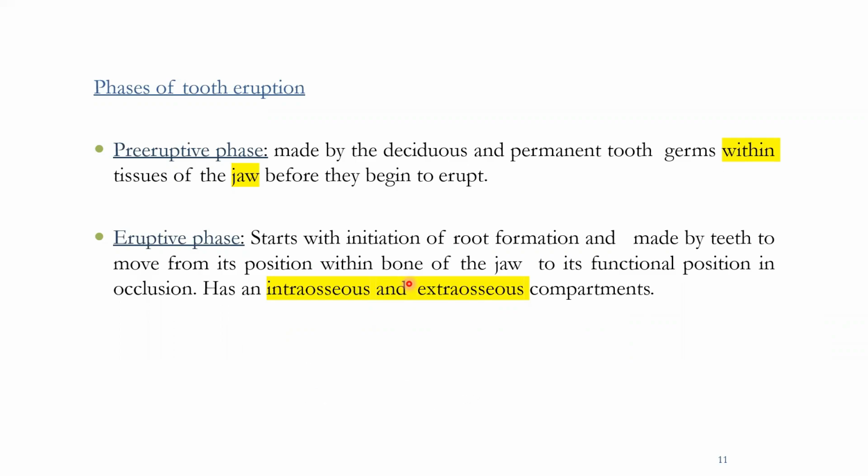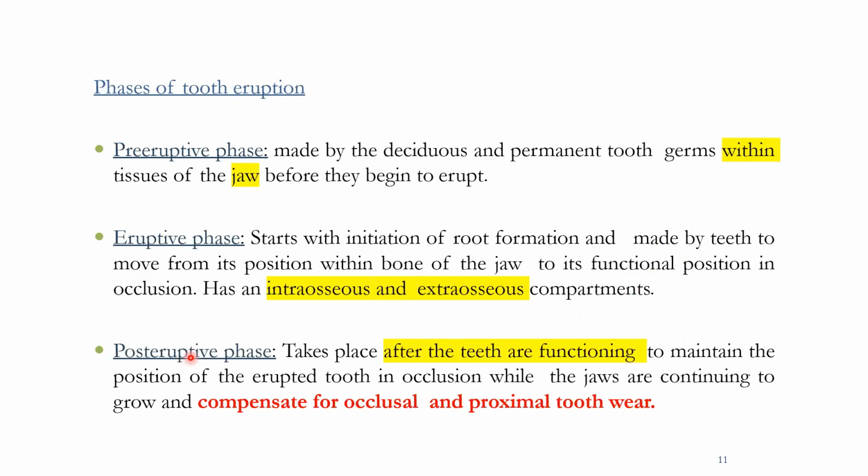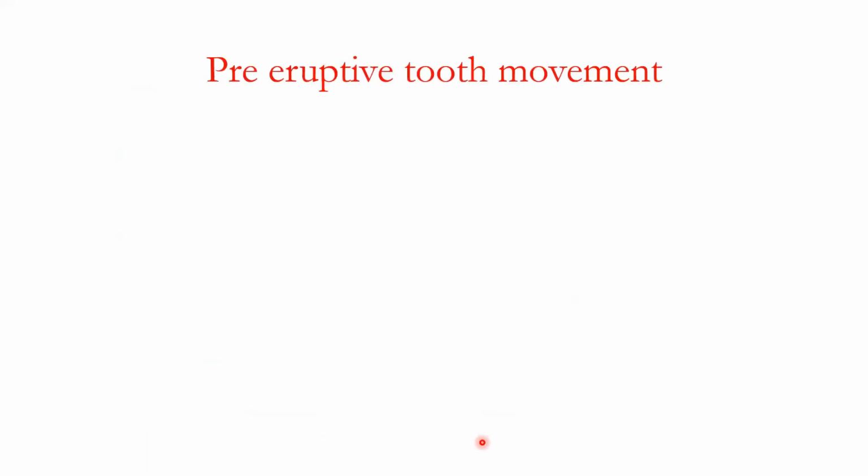It has both intraosseous and extraosseous phases. So intraosseous is the one which happens within the bone of the jaw, and extraosseous is outside the bone. The post-eruptive phase takes place after the tooth has reached its functioning position, and this is usually to accommodate the growing jaw or to compensate for any kind of occlusal and proximal tooth wear.